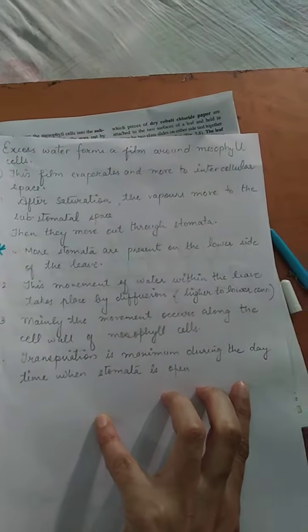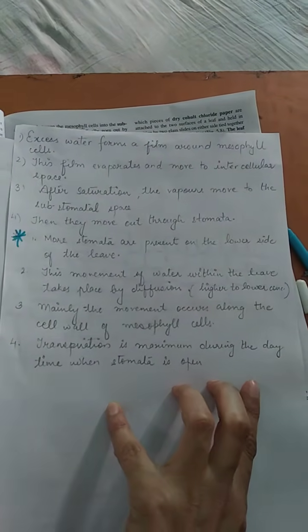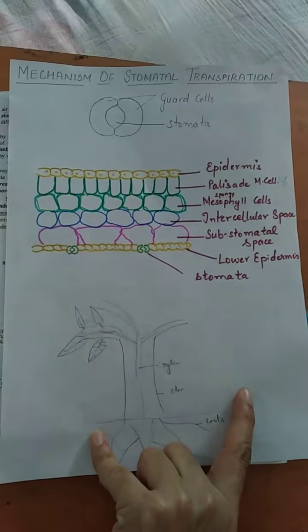These are the points you can write in your copy. I'm showing it to you, and this is the diagram that I have made for an overview of what is written here.